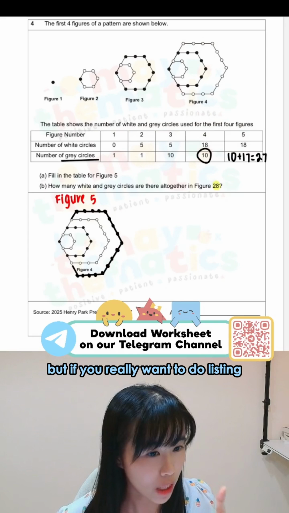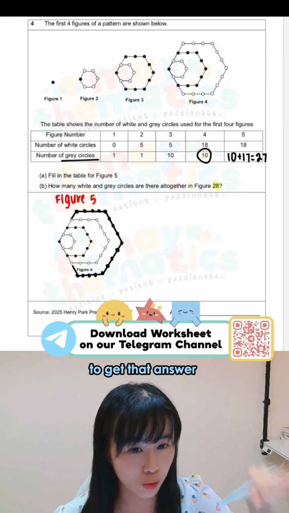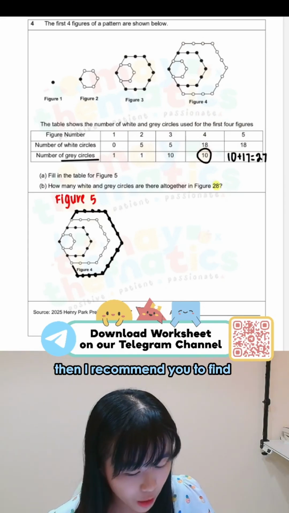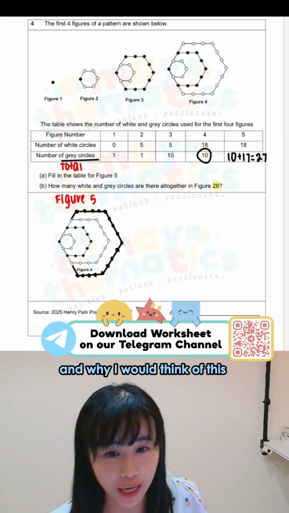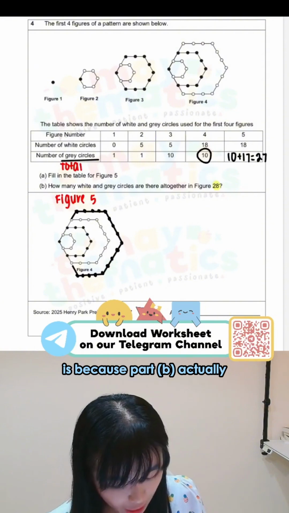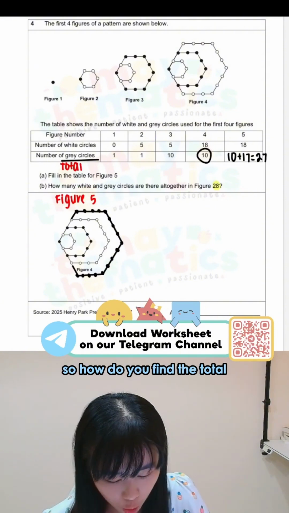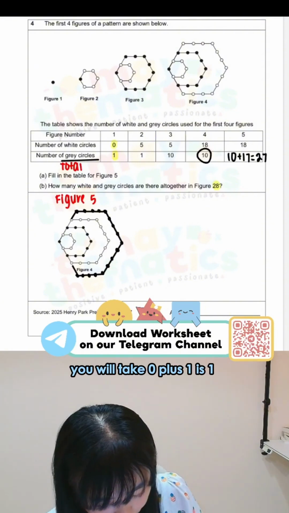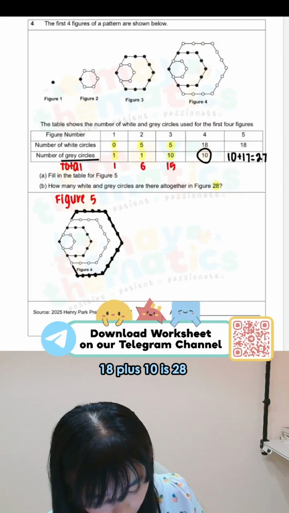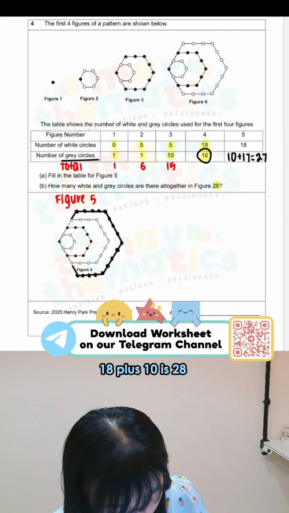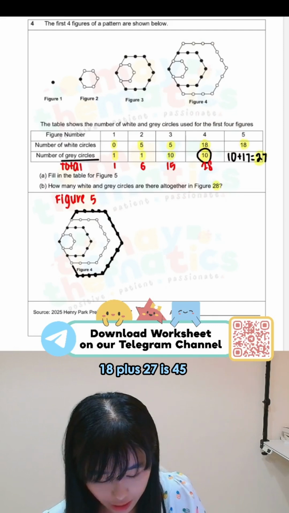But if you really want to do listing, to make use of the numbers to get that answer, I recommend you find one more thing, which is finding the total, white and the grey. Why I think of this is because part B actually asks for white and grey. So how do you find the total? You will take 0 plus 1 is 1. 5 plus 1 is 6. 5 plus 10 is 15. 18 plus 10 is 28. 18 plus 27 is 45.